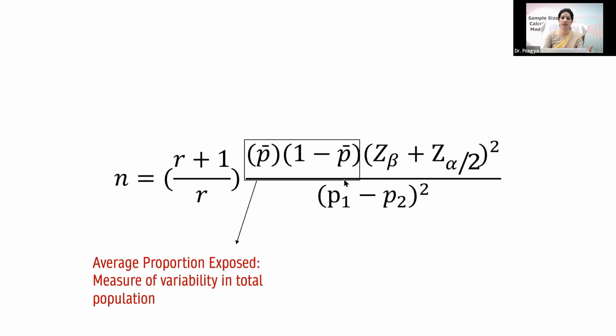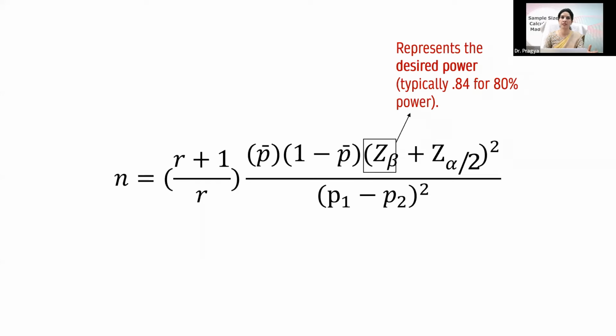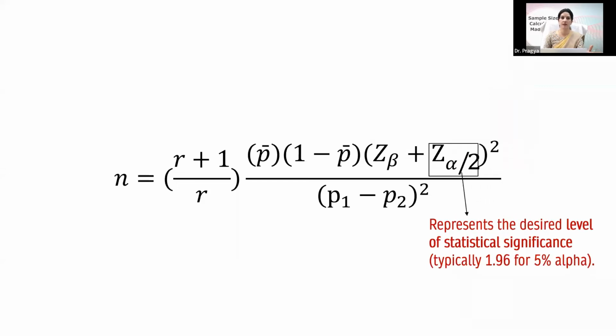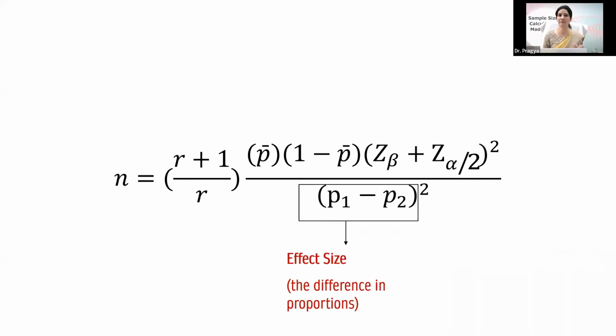This whole thing represents the measure of variability in the total population. You know about this Z beta. It is the desired power, generally the value is taken as 0.84 for 80% power. This Z alpha by 2 is the desired statistical significance, where the value of Z alpha by 2 is 1.96 for the 5% level. And this P1 minus P2 is the effect size, which is the difference in proportion.